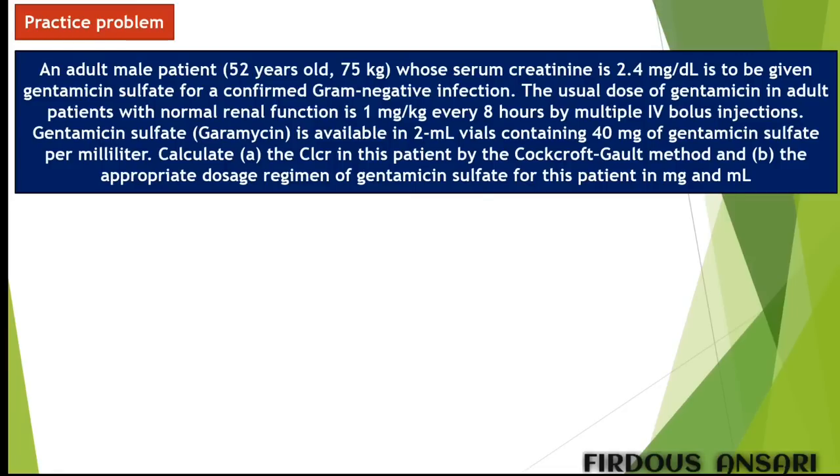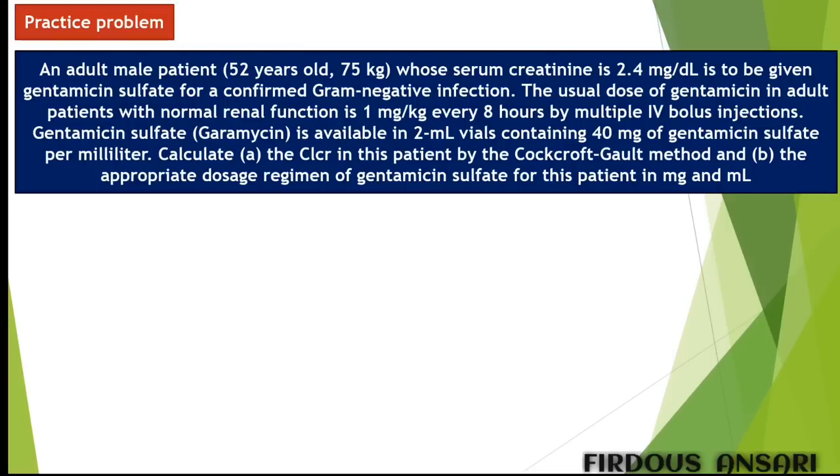Gentamicin sulfate is available in 2 ml vials containing 40 mg of gentamicin sulfate per milliliter. Calculate A, the creatinine clearance in this patient by the Cockcroft-Gault equation method, and B, the appropriate dosage regimen of gentamicin sulfate for this patient in mg and ml.